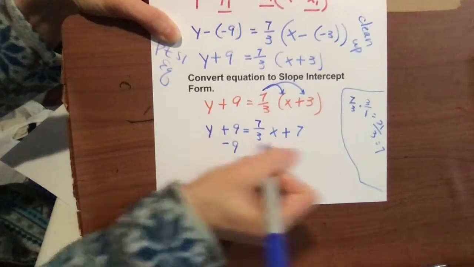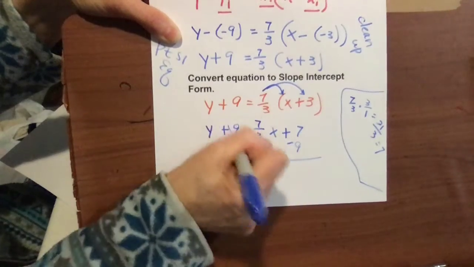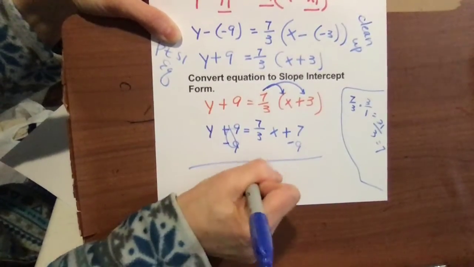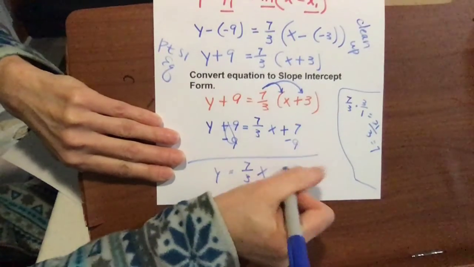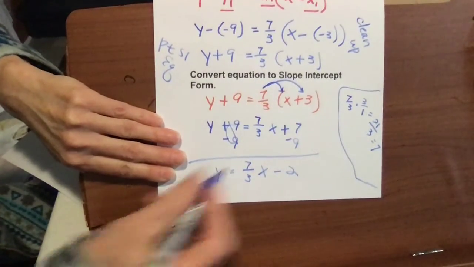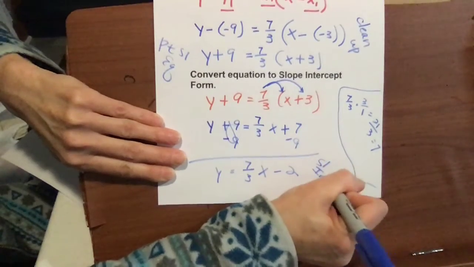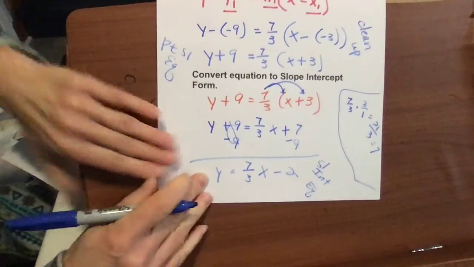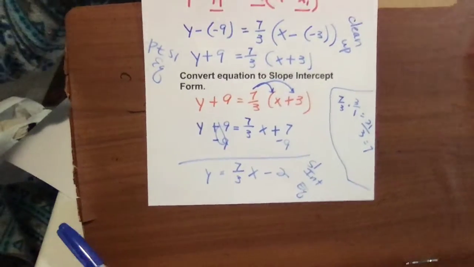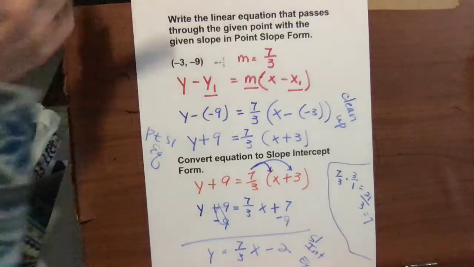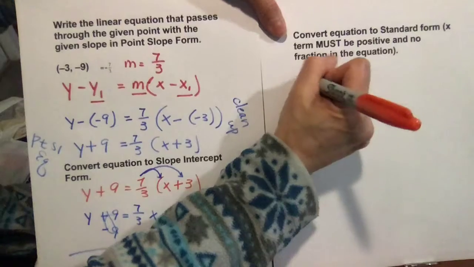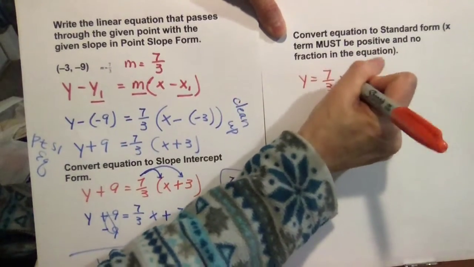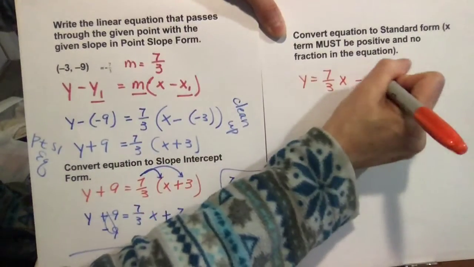Now we want to get that 9 away from the y, so we can solve for y. So y equals 7/3 x, and 7 minus 9 is -2, so minus 2. And that's your slope-intercept equation. All right, next we will convert that into the standard equation. So let's write up our equation. Y equals 7/3x minus 2.